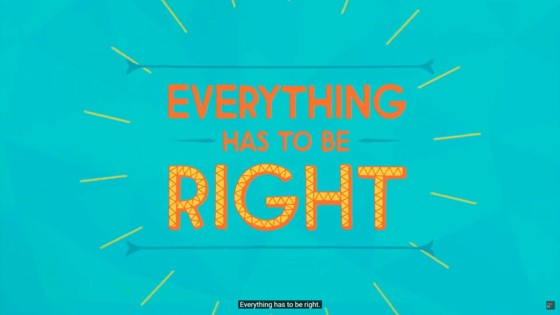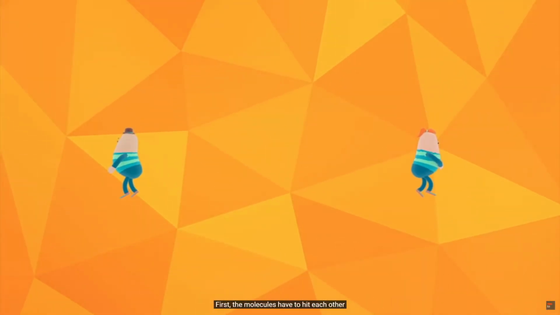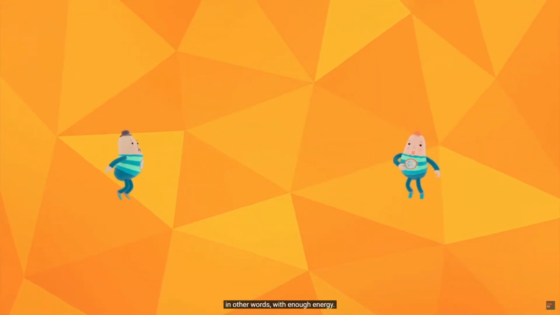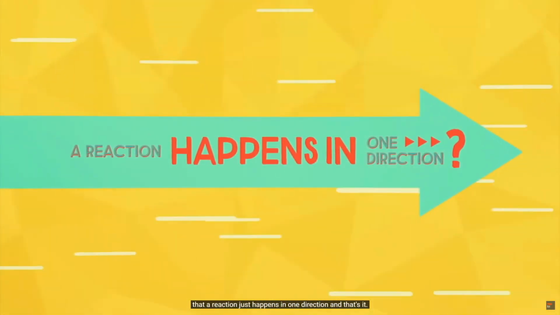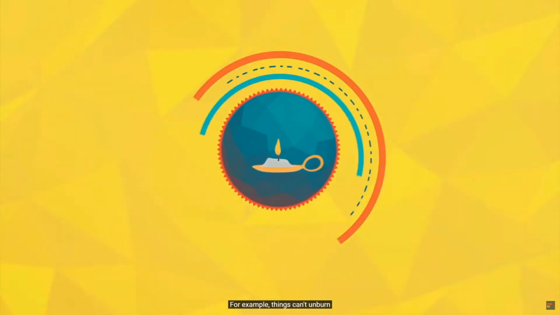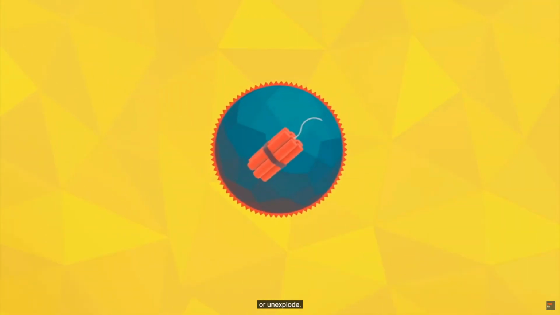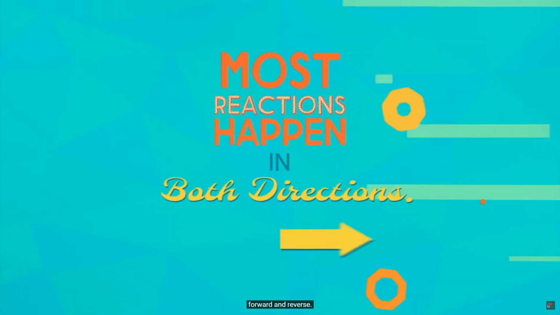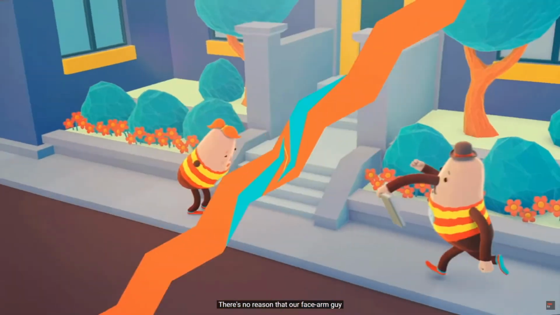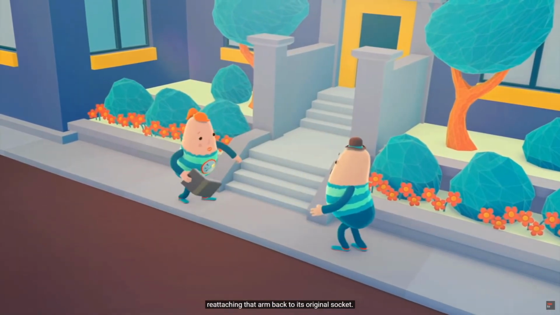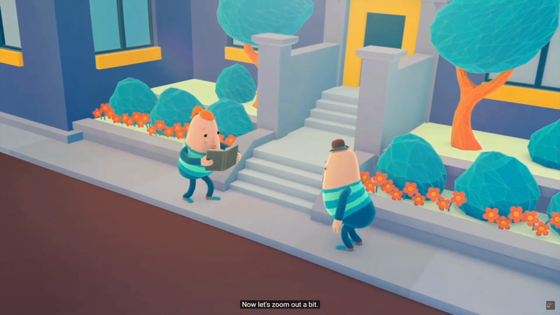Everything has to be right. First, the molecules have to hit each other in the right orientation. And second, they have to hit each other hard enough, in other words, with enough energy. Now, you're probably thinking that a reaction just happens in one direction and that's it. Sometimes that's true. For example, things can't unburn or unexplode. But most reactions can happen in both directions, forward and reverse. There's no reason that our face arm guy can't bump into armless girl, reattaching that arm back to its original socket. Now let's zoom out a bit.